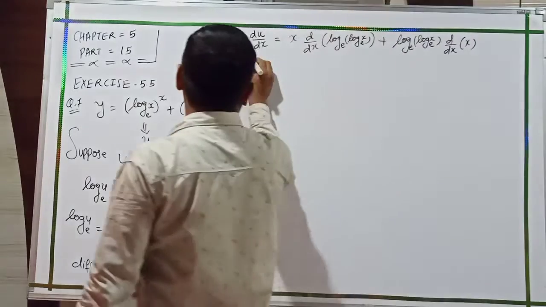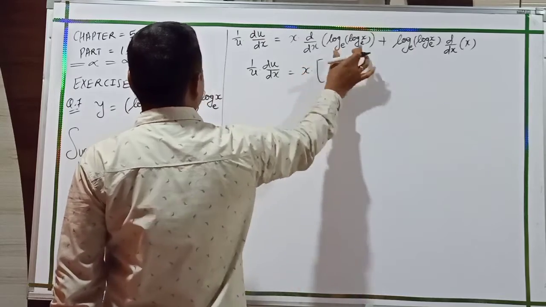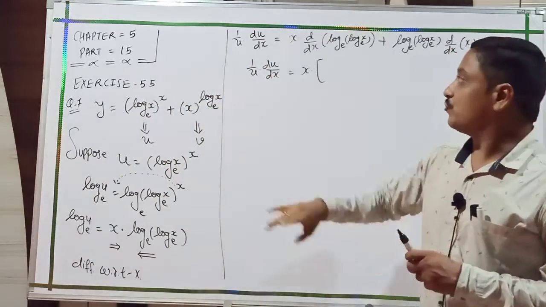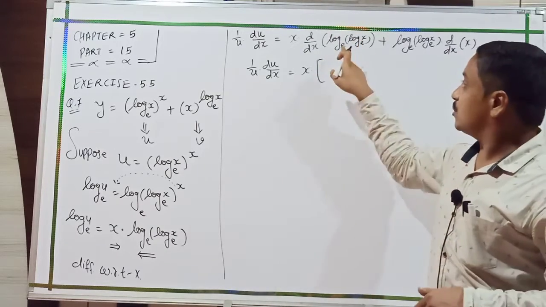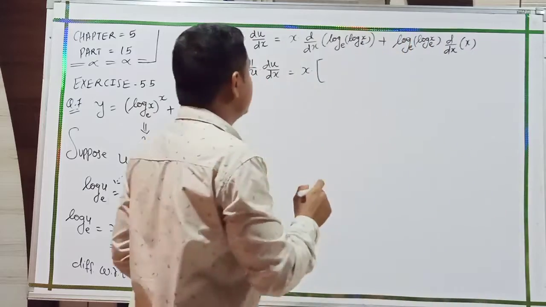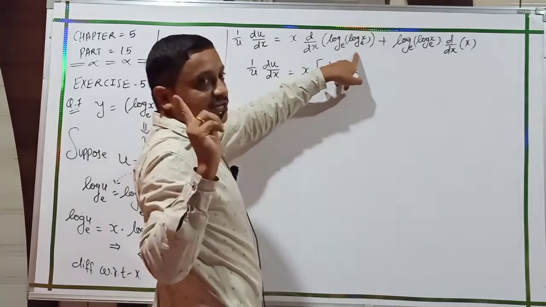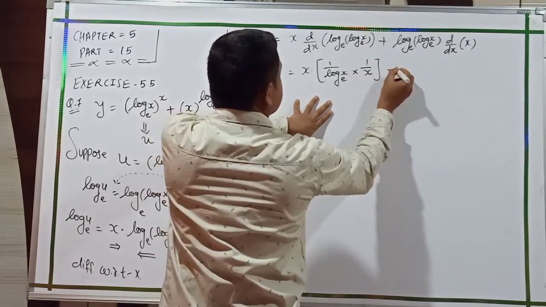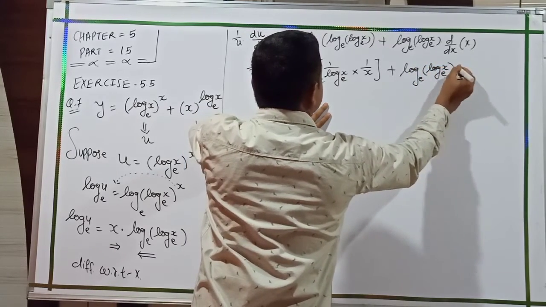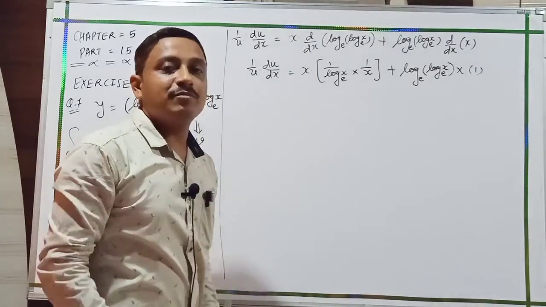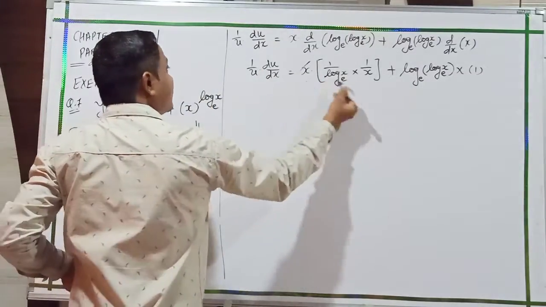So what do you get? 1 by u du by dx equals x into... here start very carefully students. First of all, the log function derivative, after that the internal log function derivative. What is the first log function derivative? Yes, it is 1 by log x. Now the internal log x derivative is 1 upon x, plus here the same, log with log x base e. And what is the derivative of x with respect to x? It is simply 1. Now this u multiply upside and x cancel.